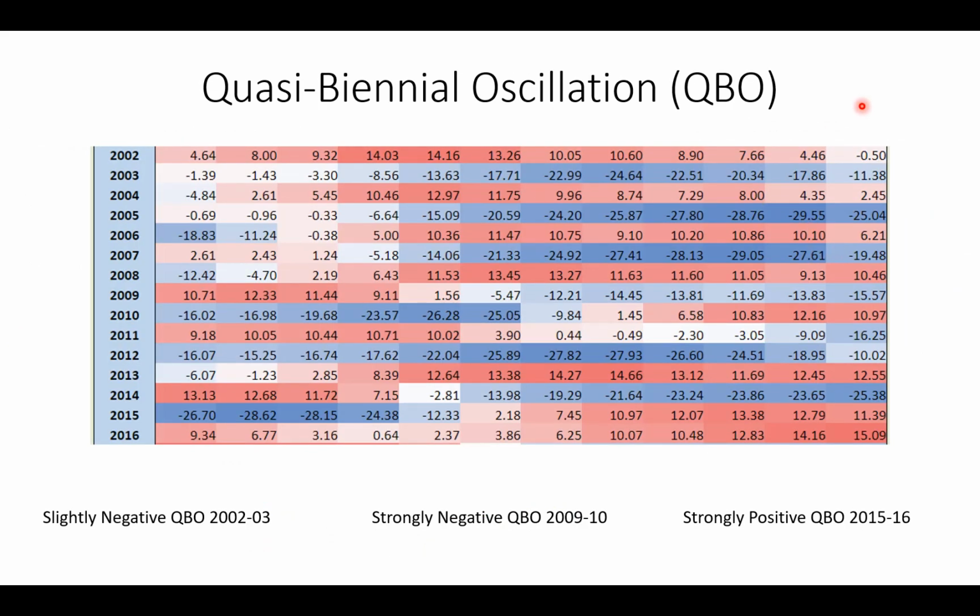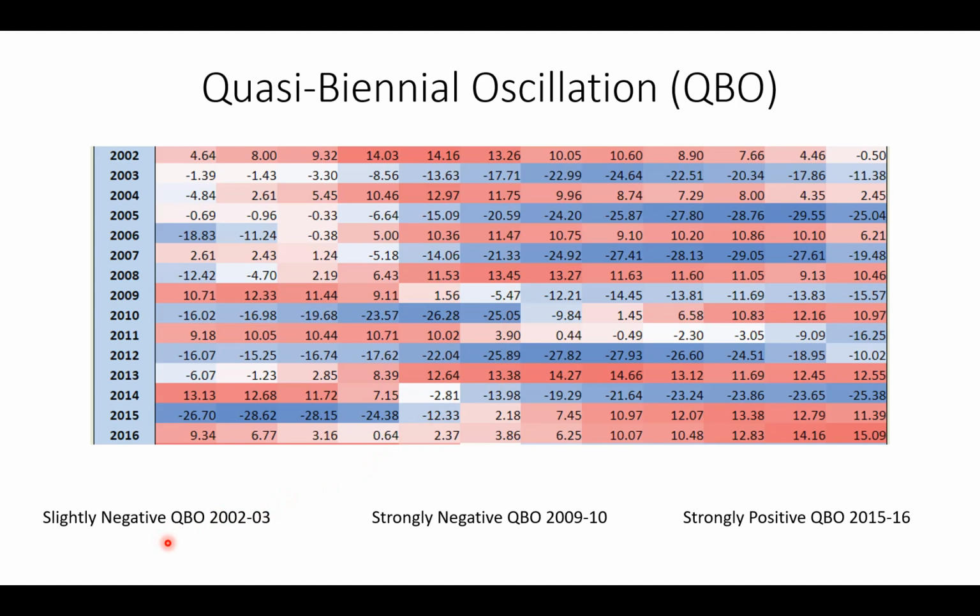Now let's shift our gears to what was going on in these three analog El Nino winters as far as the Quasi-Biennial Oscillation, the QBO. If we look at this chart here, anytime you see the blue shading and the negative values, that's indicative of the negative or easterly phase of the QBO. Whenever you see these maroon colorings, this is indicative of the positive or westerly phase of the QBO.